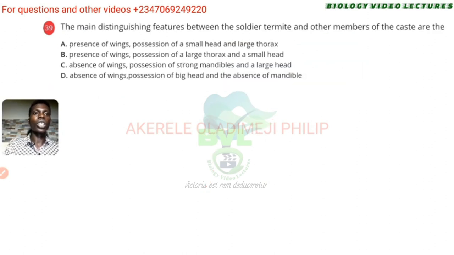The main distinguishing features between the soldier termites and the members of the other castes are the absence of wings, possession of strong mandibles and a large head. That's what makes a soldier termite.